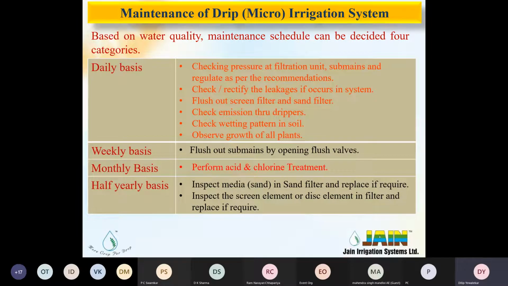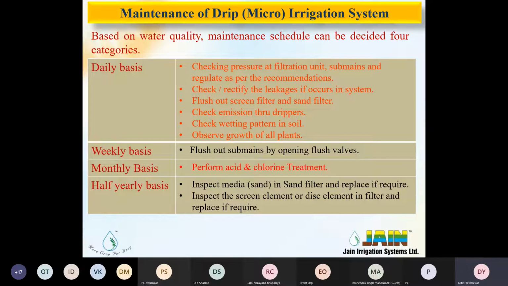On a weekly basis you can flush the submain by opening the valve. This can be done weekly or even daily. On a monthly basis, perform acid and chlorine treatment, and the treatment depends on the water quality. Then on a half-yearly basis, inspect the media in the sand filter. If the quantity of sand is less, or if it is damaged or poor quality, then replace the sand.